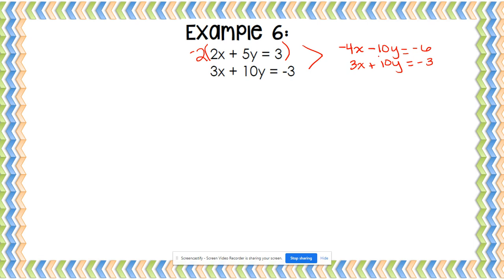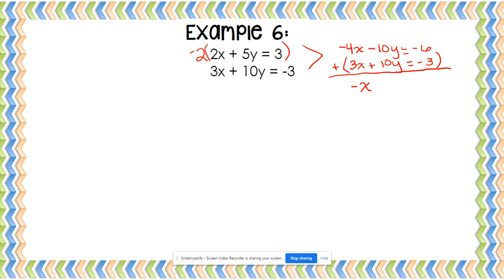Now I notice that I do have a zero pair. I have a -10y and a positive 10y. So to get those to cancel each other out, I would add those together. So I'm going to add both of these equations together. If I do -4x plus positive 3x, I get -1x or -x.